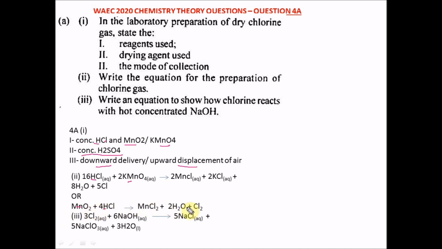This one as well reacts, and you also have your dry chlorine gas here. That's what we are looking for. Okay, so part II says write an equation to show how chlorine reacts with hot concentrated sodium hydroxide. When chlorine reacts with hot concentrated sodium hydroxide, you have sodium chlorate here, where the oxidation state of chlorine is 5. So this is the reaction showing chlorine reacting with hot concentrated sodium hydroxide.